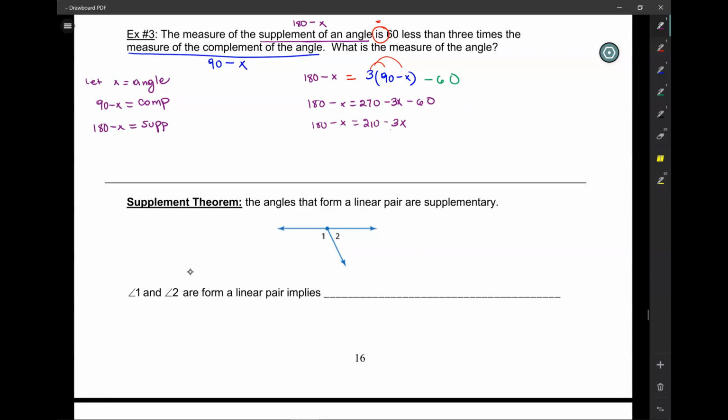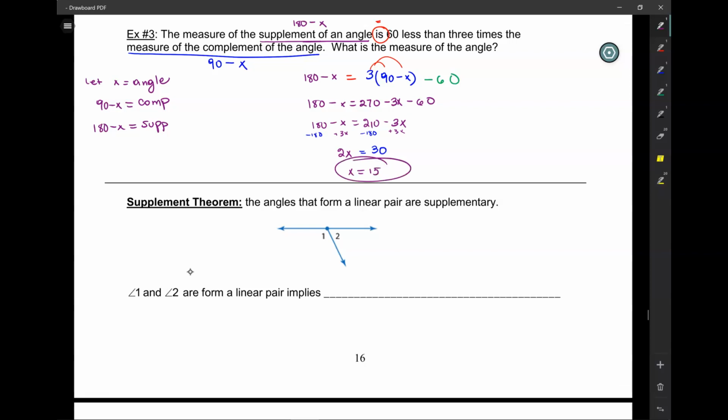So add 3x to both sides. You get 2x. Subtract 180. Did you get 4x? Oh wait, never mind. Sorry, that's a negative. You get 180 plus 2x equals 30. So I did it in one step, yeah. You did the minus. So x is 15.